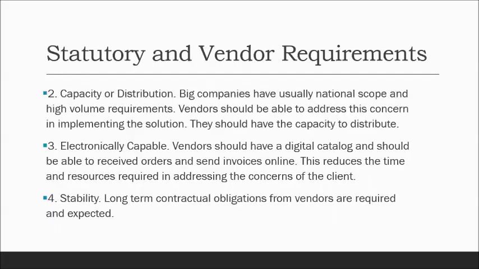Value. Okay? Number 2, capacity or distribution. Big companies have usually national scope and high volume requirements. Vendors should be able to address this concern in implementing the solution. They should have the capacity to distribute. Ibig sabihin, kung ikaw yung vendor at ikaw ay magpo-provide ng ganitong system, ng ganitong product or services, you should be able to cater all customers, kung yan ay buong Pilipinas, dapat you should be able to provide them. Parang example lang yan, class, ng vaccine sa COVID, di ba? Isa sa mga tinitingnan para ma-qualify ka na bibilhan ng Philippines ng vaccine is yung capacity to distribute, capacity to provide the required number of vaccines. Anong mangyayari kung isang vendor ang kaya lang ibigay ay 10? So, hindi siya. Okay? So, isa sa mga vendor requirements is capacity or distribution.